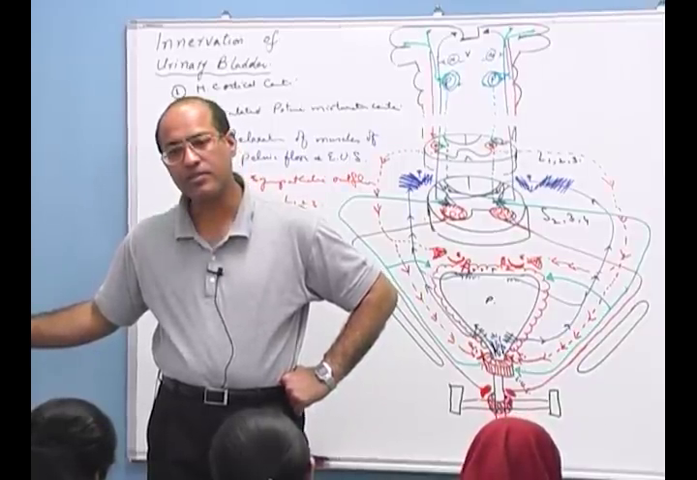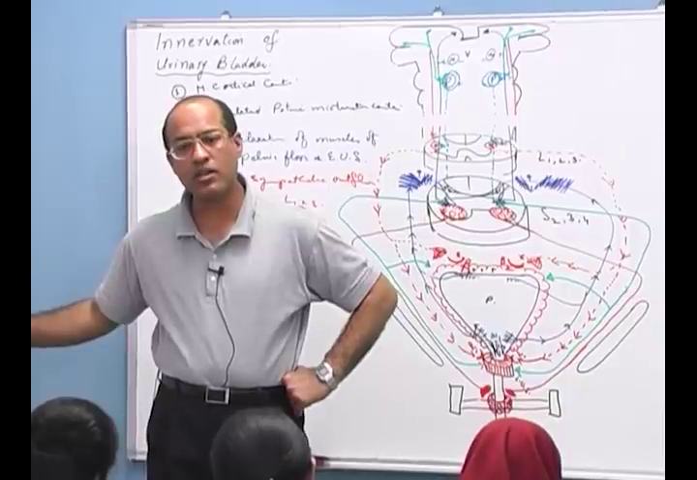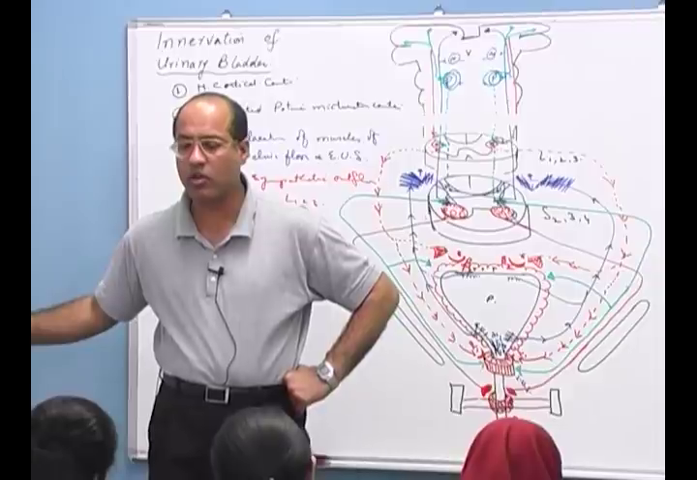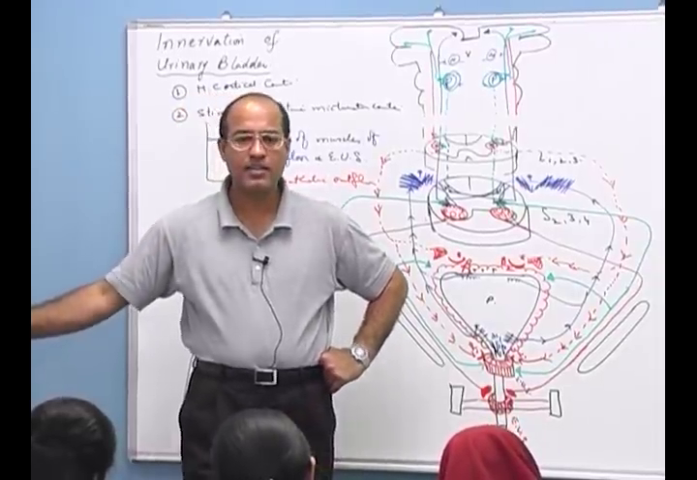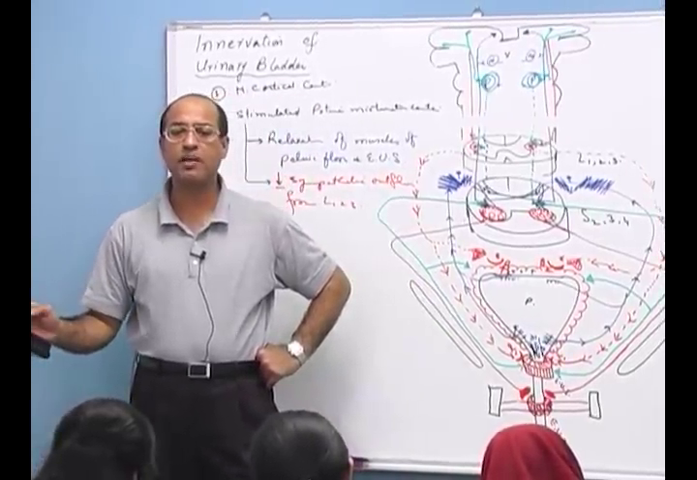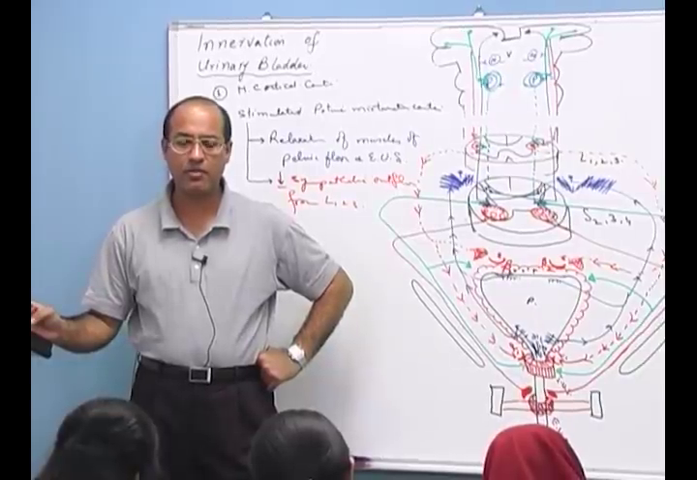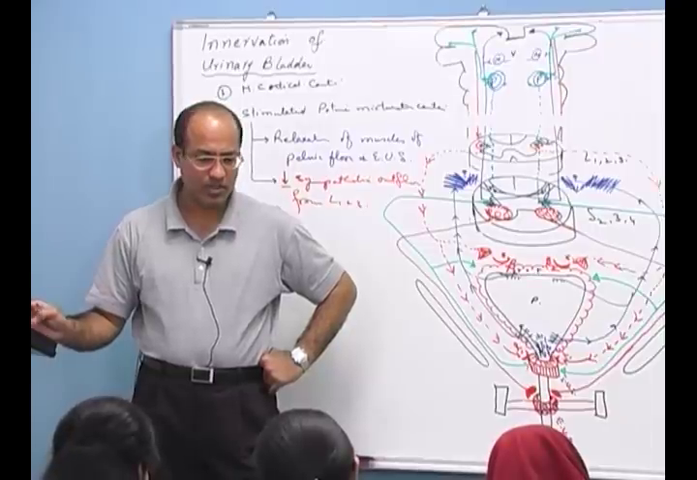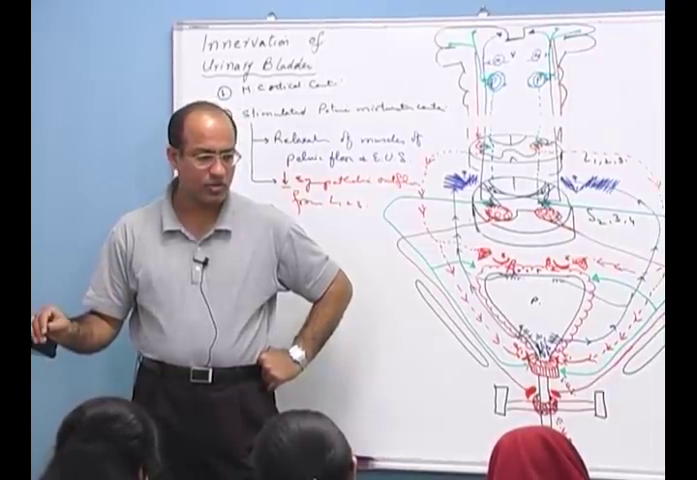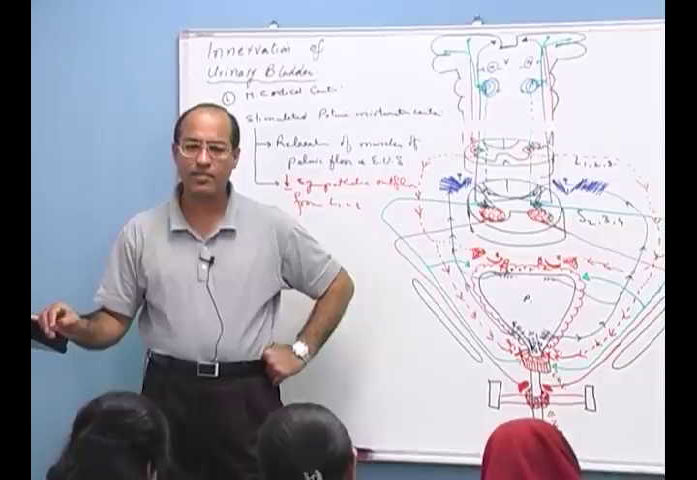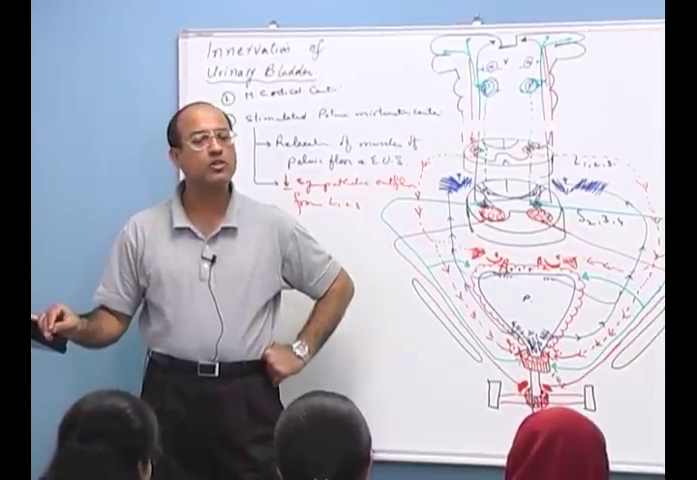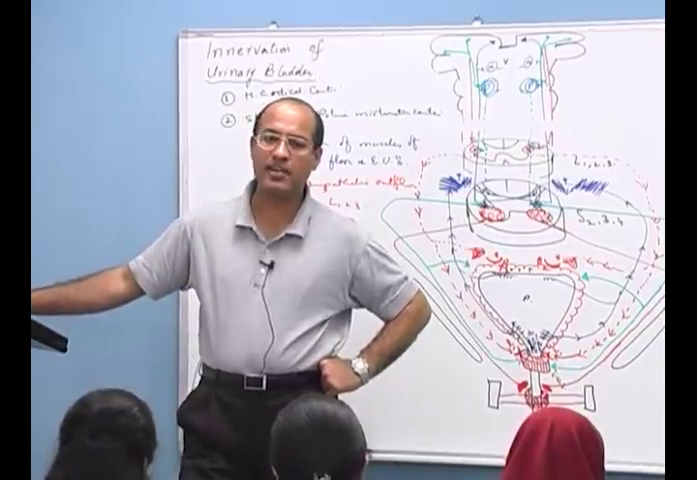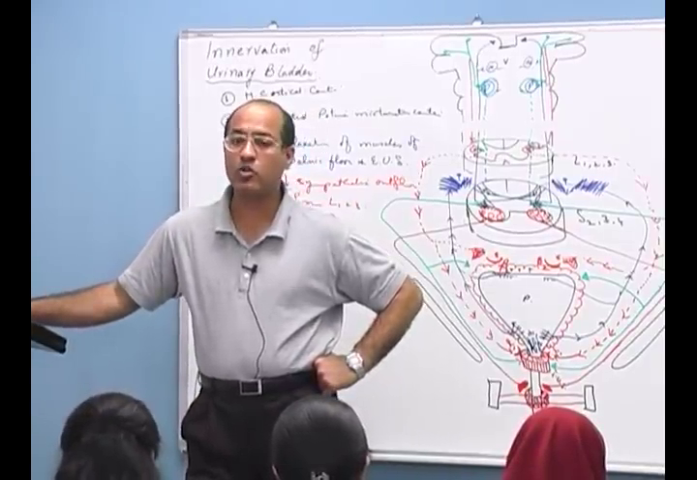But as time passes by, what really happens? The lower motor neurons start overfiring. Over a few weeks, when lower motor neurons start overfiring, it will become a sort of spastic bladder, and the pelvic floor muscles will also become spastic. Is that right? So will it be a large bladder or a small bladder?